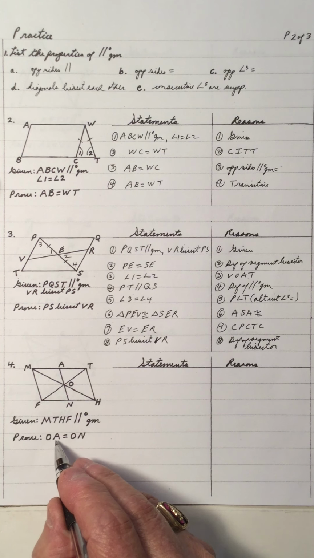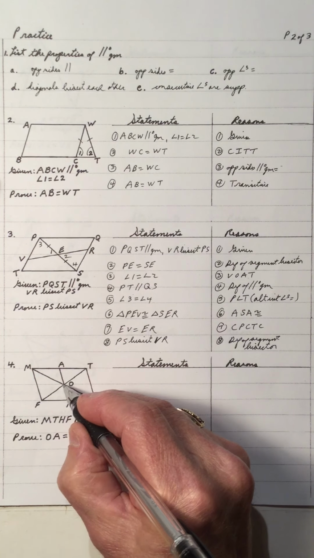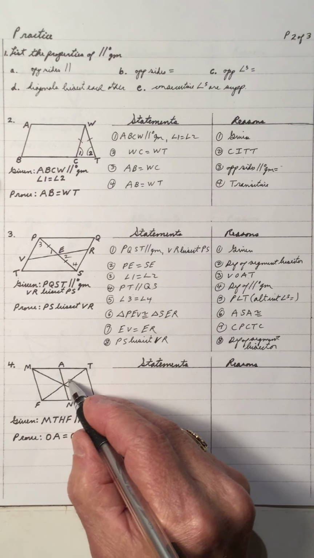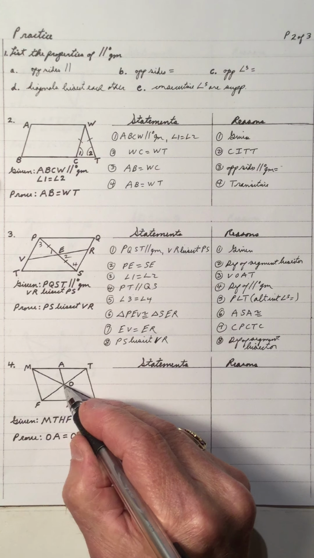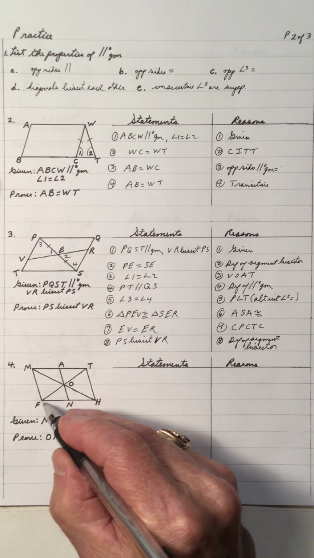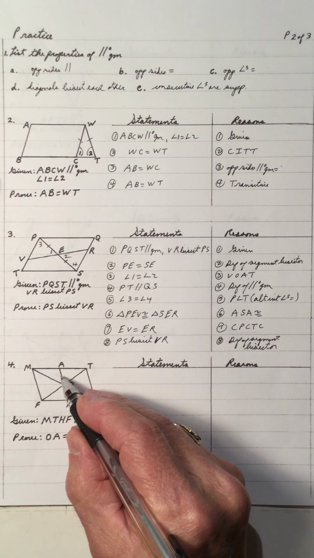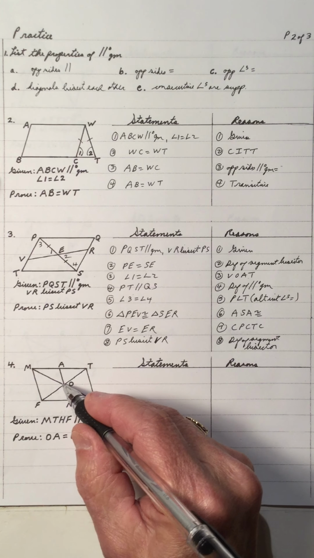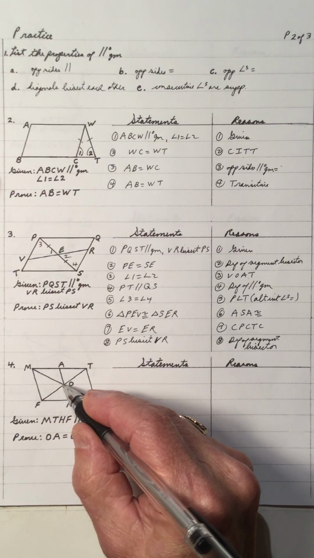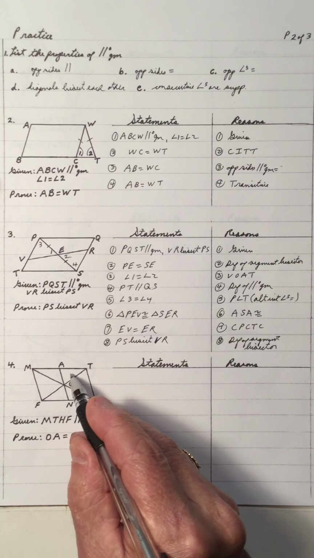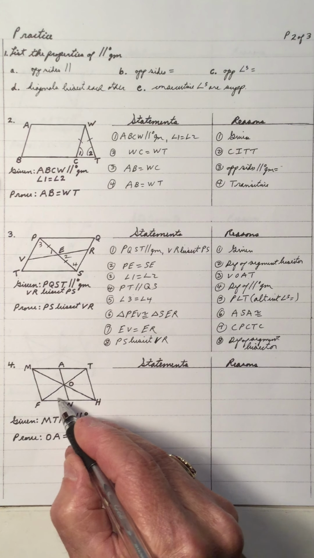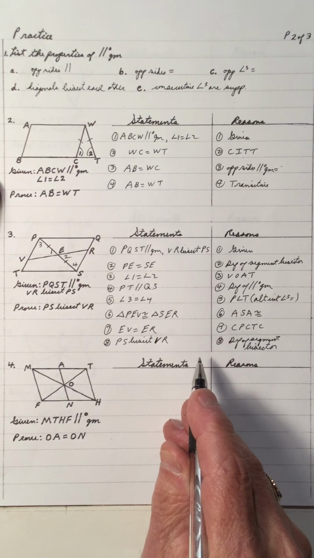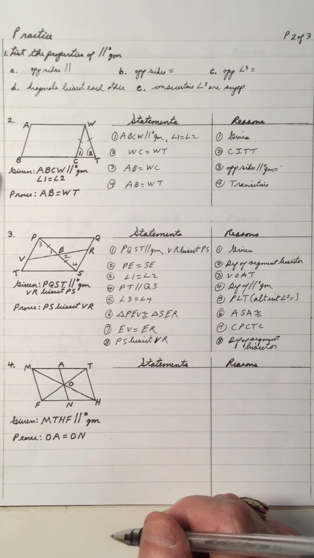We want to get OA equals ON. So OA and ON are in triangle AOT and NOF, or AOM and NOH. So which do you want to take? This triangle going with this one, or this triangle going with this one? Well, let's see what we have. How do we get a pair of segments equal?